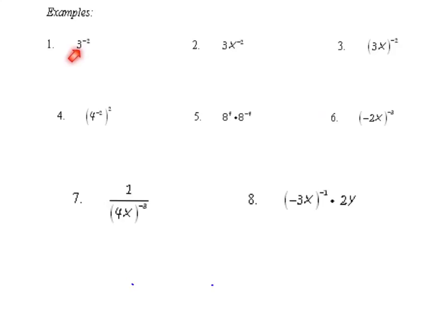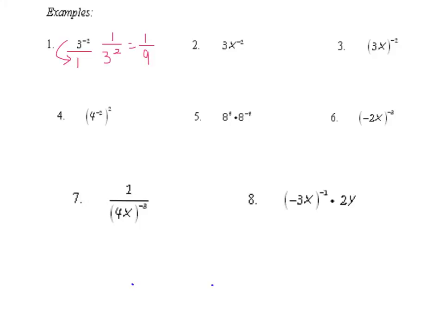All right, so for this first example, 3 to the negative 2. The negative 2 goes to the 3. It's negative. It's not happy where it's located. So we're going to open up that basement door and move it down. In other words, take the reciprocal. So now I have 3 squared, simplified is 1/9.